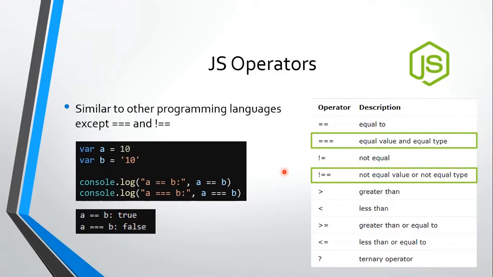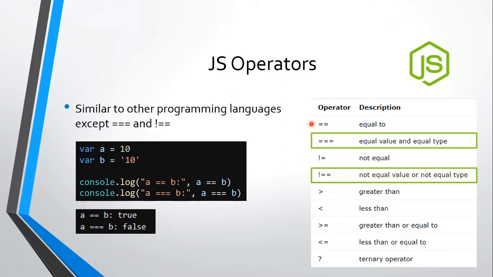Operators in JavaScript are very much similar to any other programming language. We have a double equal operator for the equality and not equal operator, greater than operator and less than, greater than or equal, less than or equal, and we have a ternary operator as well for the conditions. In addition, JavaScript also has a triple equal comparison operator and a not double equal comparison operator as well.